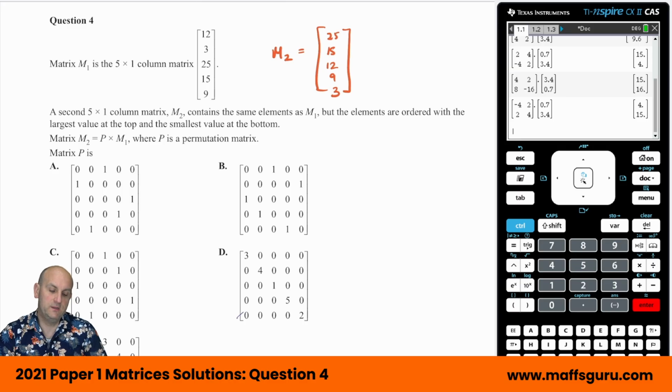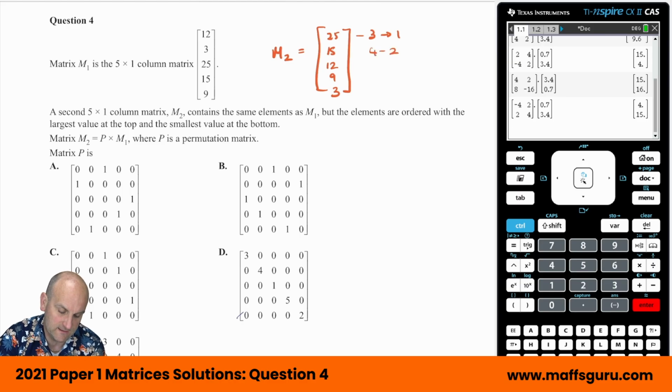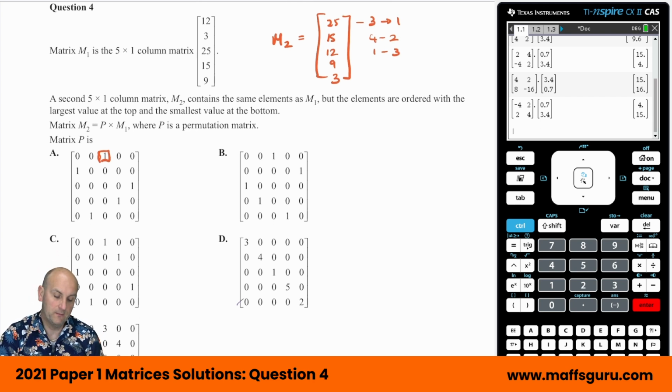P is a permutation matrix. Okay, so what that's going to do is swap the values around. So 25 was the third number and it's moved to the first number. 15 was the fourth number moved to the second. 12 was the first number moved to the third. So if we look at this, this value here, when we multiply it, that is going to move my third value to the first, right? So that value there, because it's the third in the first row, is going to move the third thing to the first. That's what we wanted.